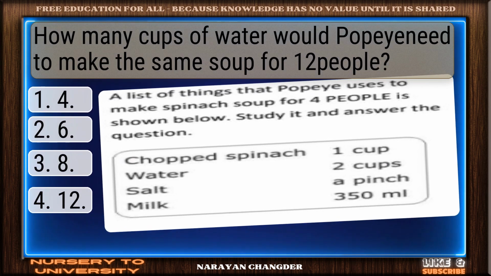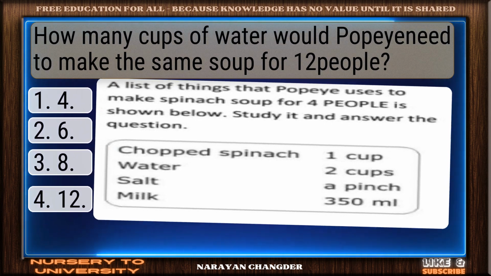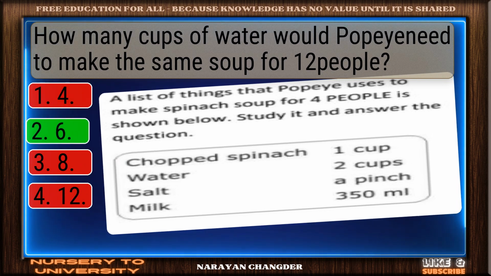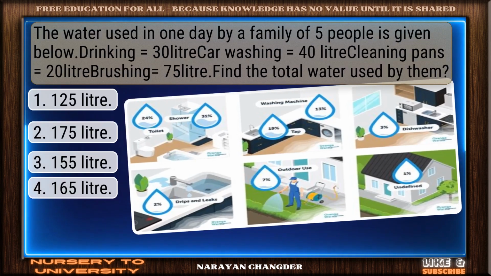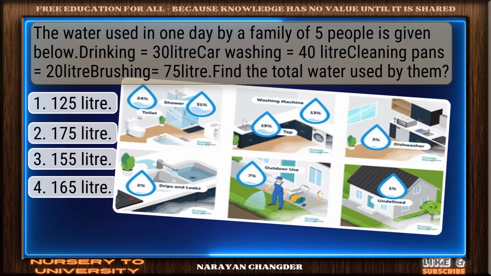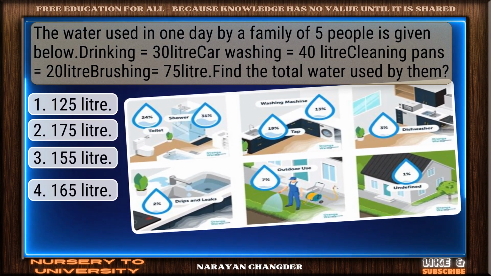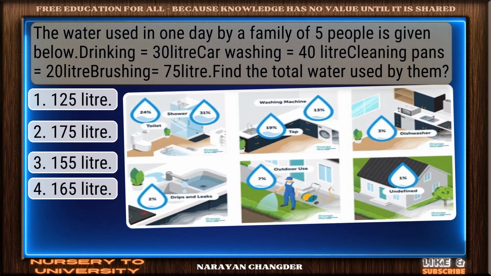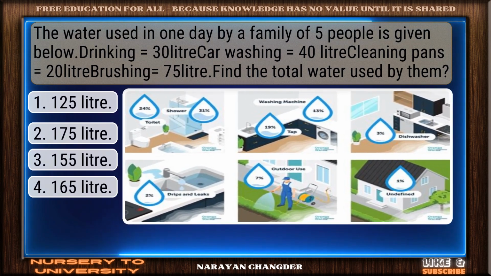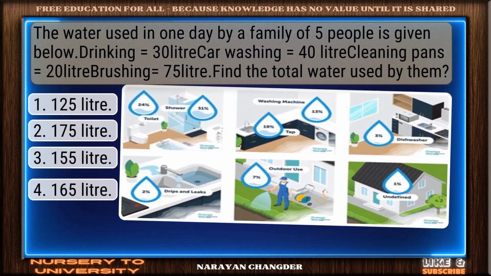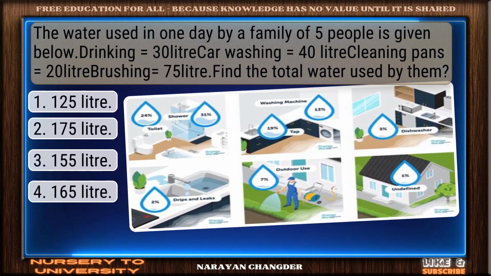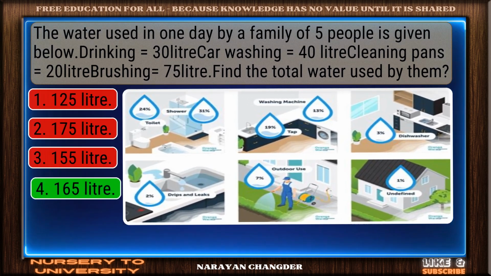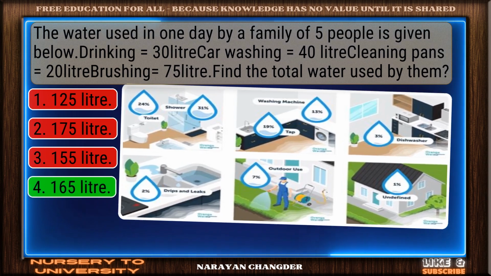How many cups of water would Poppy need to make the same soup for 12 people? You chose 6, and it is correct. The water used in 1 day by a family of 5 people is given below. Drinking equals 30 liters, washing equals 40 liters, cleaning pans equals 20 liters, brushing equals 75 liters. Find the total water used by them. Correct. 165 liters is the right answer.